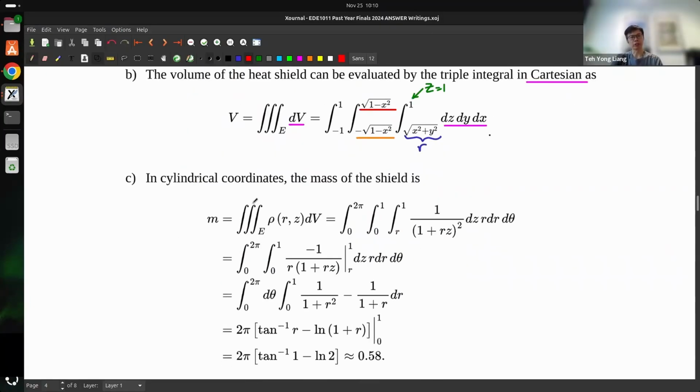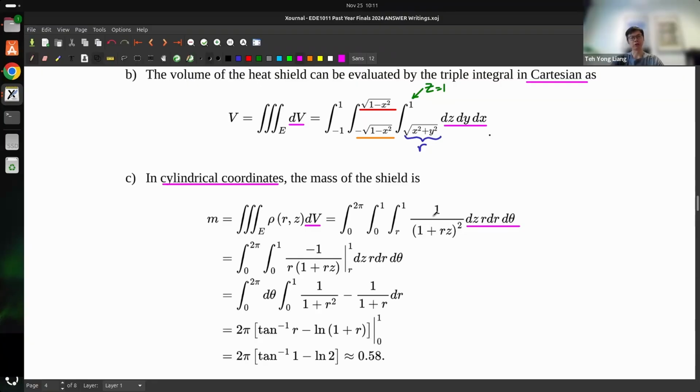As mentioned, in cylindrical coordinates your dV must be r dr d theta dz. So you can see dz r dr d theta. The order doesn't matter because multiplication is commutative. So you just put it in an order that you feel is easier to integrate.